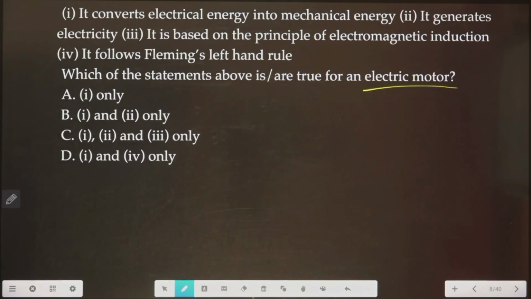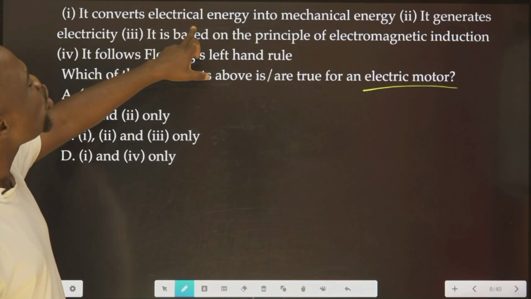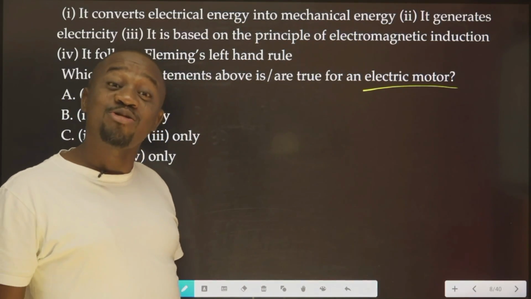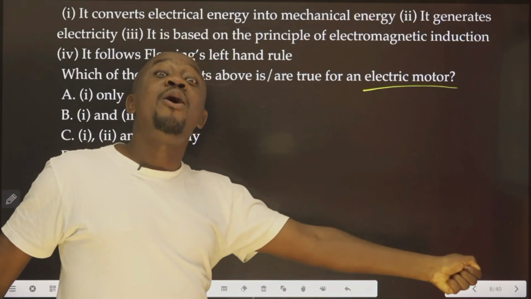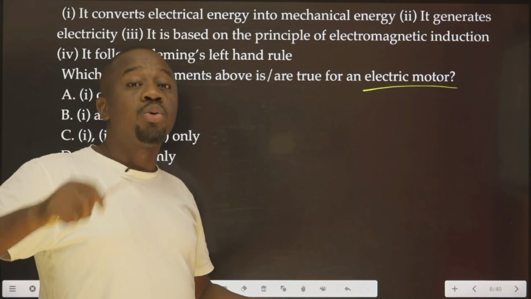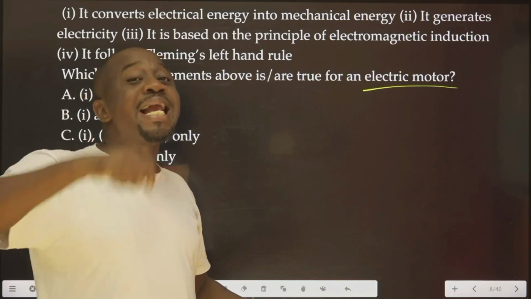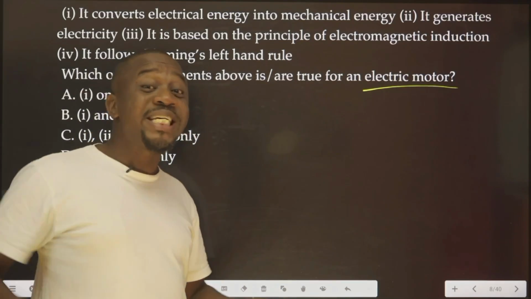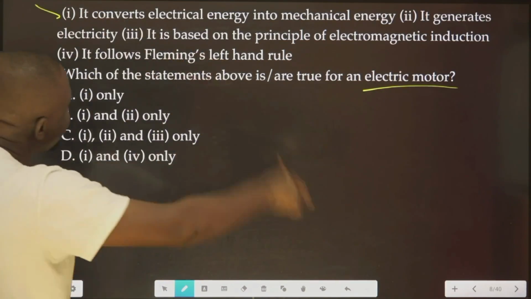So let's analyze each of them. Let's do it line by line. Electric motor converts electrical energy into mechanical energy. Of course, if you go and grind pepper, you have to plug in and use electricity to run the motor to grind your pepper. The turning of the motor is mechanical, but it's electrical energy that is coming to the motor to cause it to rotate. Therefore, 1 is very correct for electric motor.